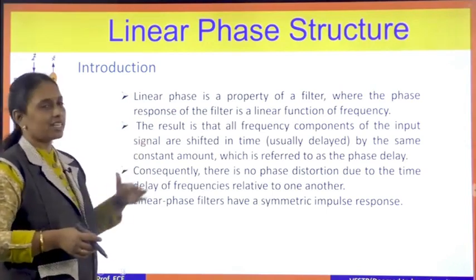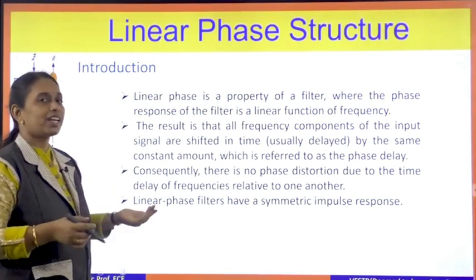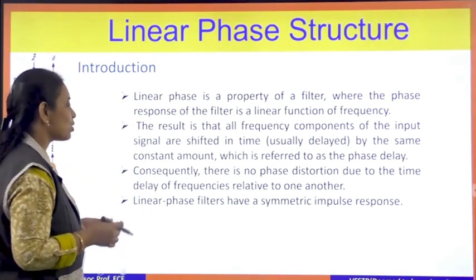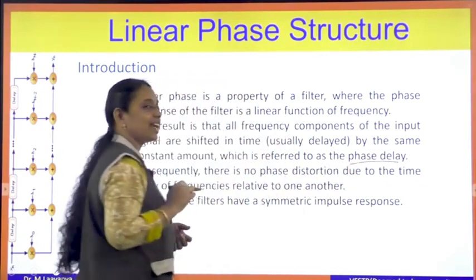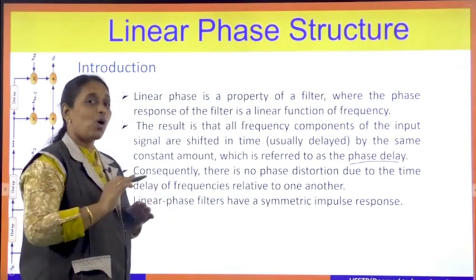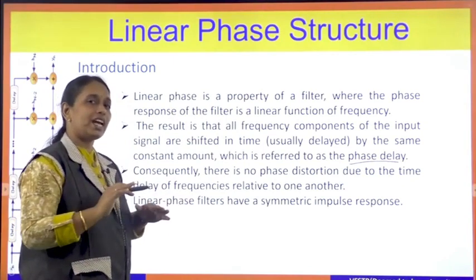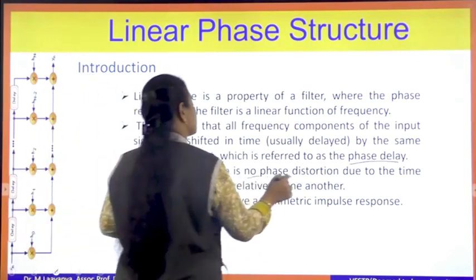Before going into this linear phase structure, you should know the basic introduction of that. Why are we having linear phase? Because it has constant phase delay and group delay. If it has constant phase delay and group delay, what is the meaning? It is independent of frequency. All the frequency components are delayed by the same amount. So there is no phase distortion.